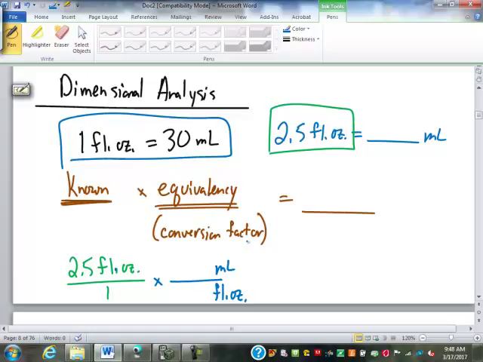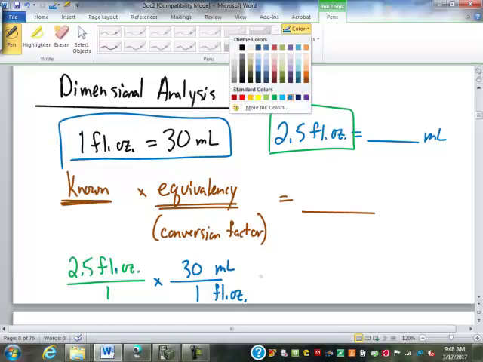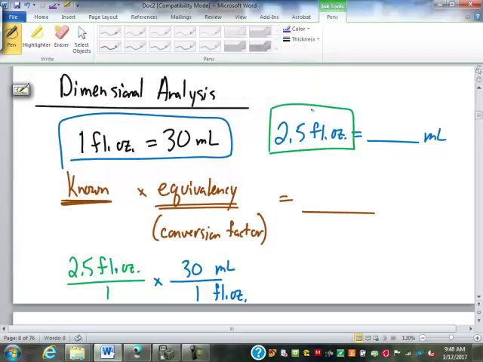I always put in the units first with no numbers. And then I go back and fill in, okay, 1 fluid ounce is 30 milliliters. Once I've got the units in there, it's easy to go back to the equivalency and fill in the numbers. So now the fluid ounces will cancel out. I have 2.5 times 30 milliliters, which is 75 milliliters. And I have 1 times 1 is 1.